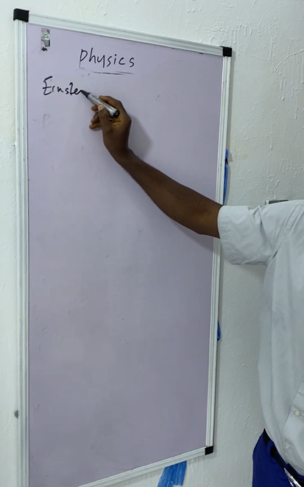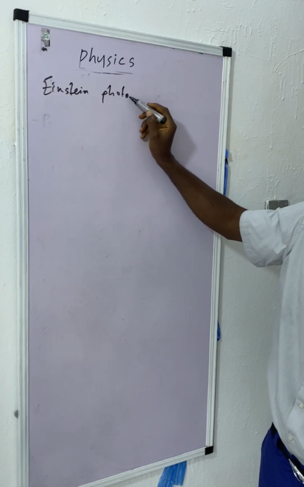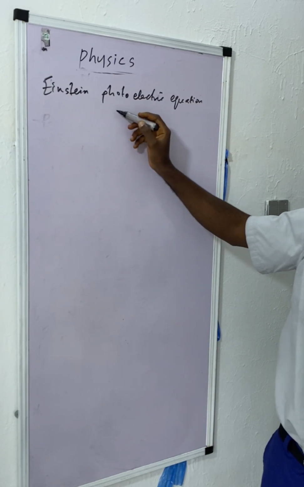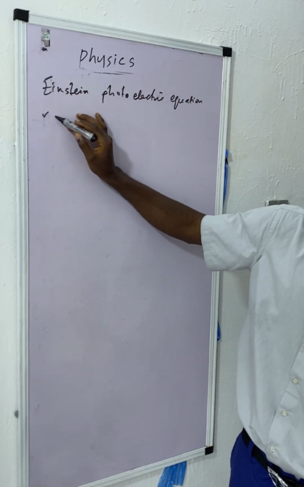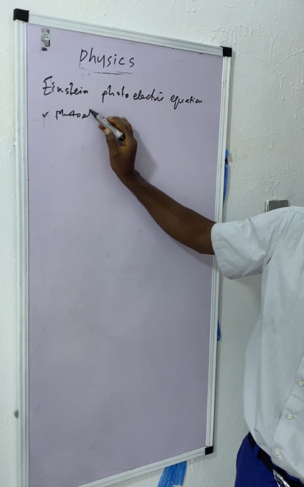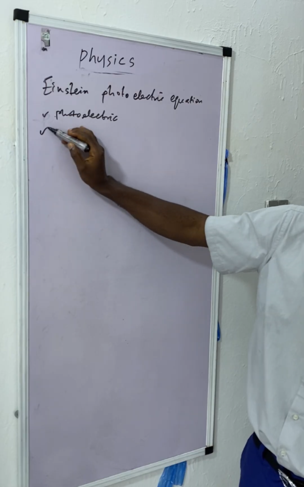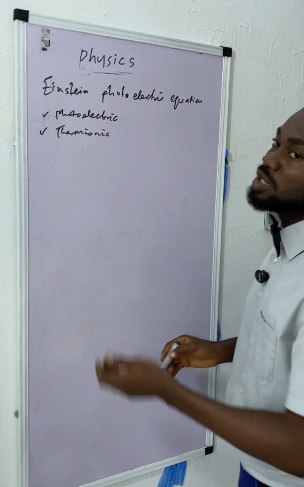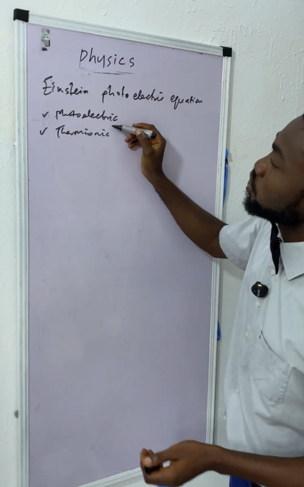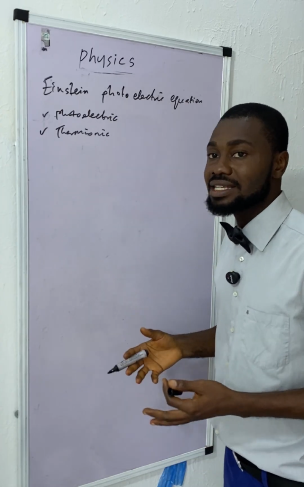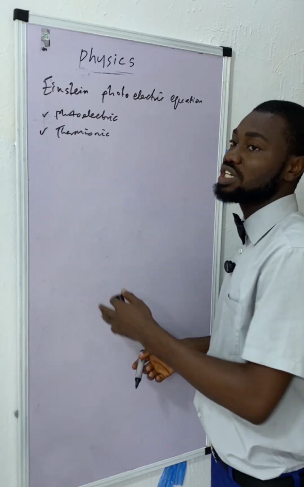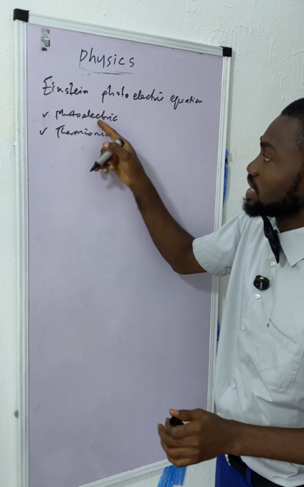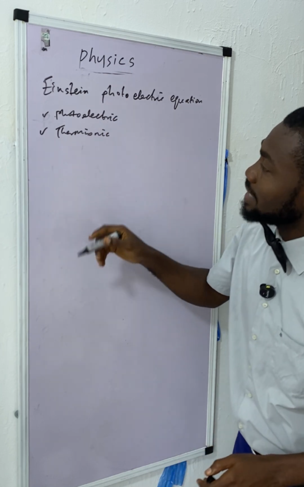Okay, Einstein's photoelectric equation. What is the meaning of photoelectric? First of all, let's understand photoelectric and thermionic. Photoelectric emission means the emission of electrons when light is induced in an object as a result of the triggers from light. That is photo and electric. Photoelectric. Photo, which is light, cause what? Electric, which is what? Electron.